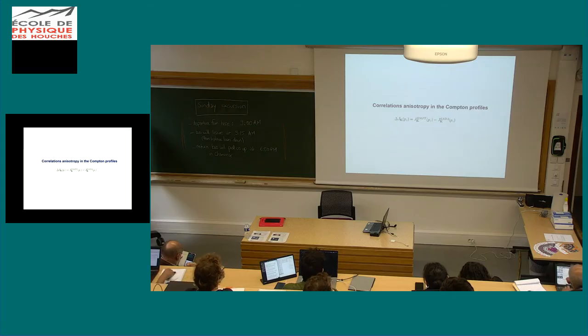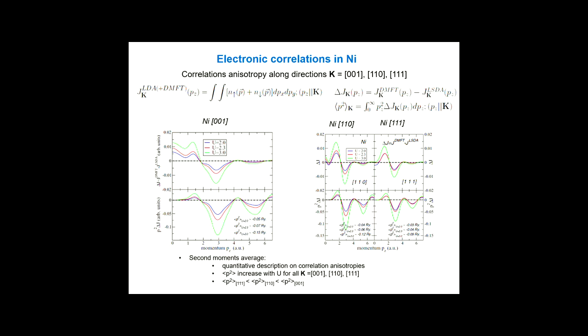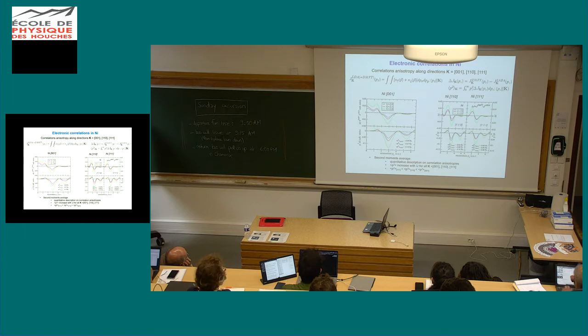Another topic I will discuss is the correlation anisotropy in the Compton profile. For this we just calculate the total Compton profiles of the targets, and we make the difference between the Compton profile calculated by DMFT and by LSDA. Here we call them correlation anisotropy, along the principal directions, and they have this general formula. Also an average second moment was computed in order to have a quantitative description for the correlation anisotropies.